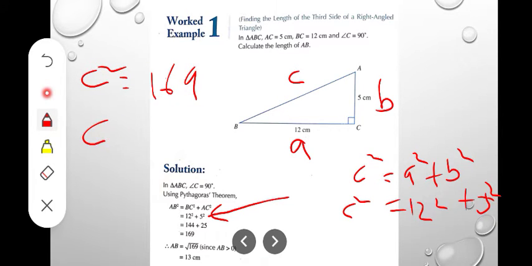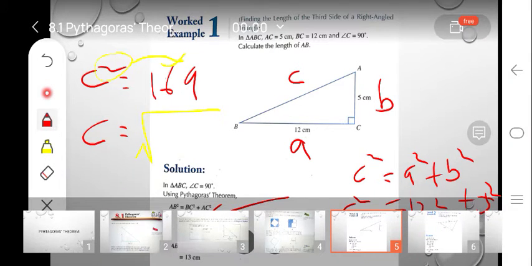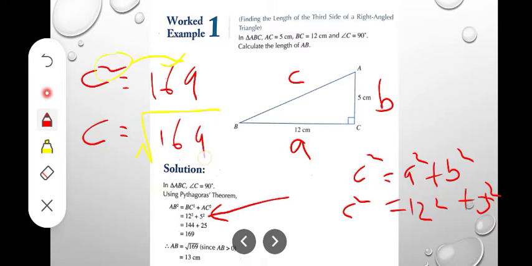And when you want to find the C, you move this square to the right side and it becomes root. Okay. So, root 169 becomes 13. This is it.